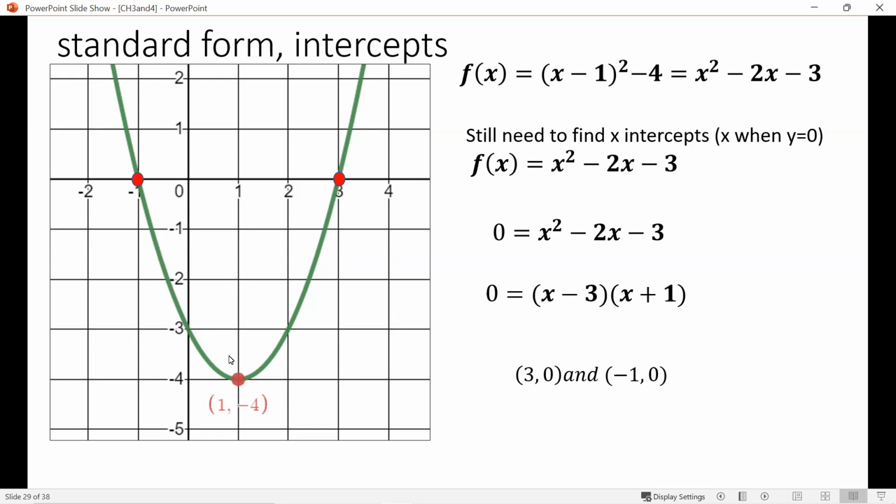If we wanted to find our y-intercept, we could do the same thing, just set x equal to 0, and we would see that our y-intercept is -3.